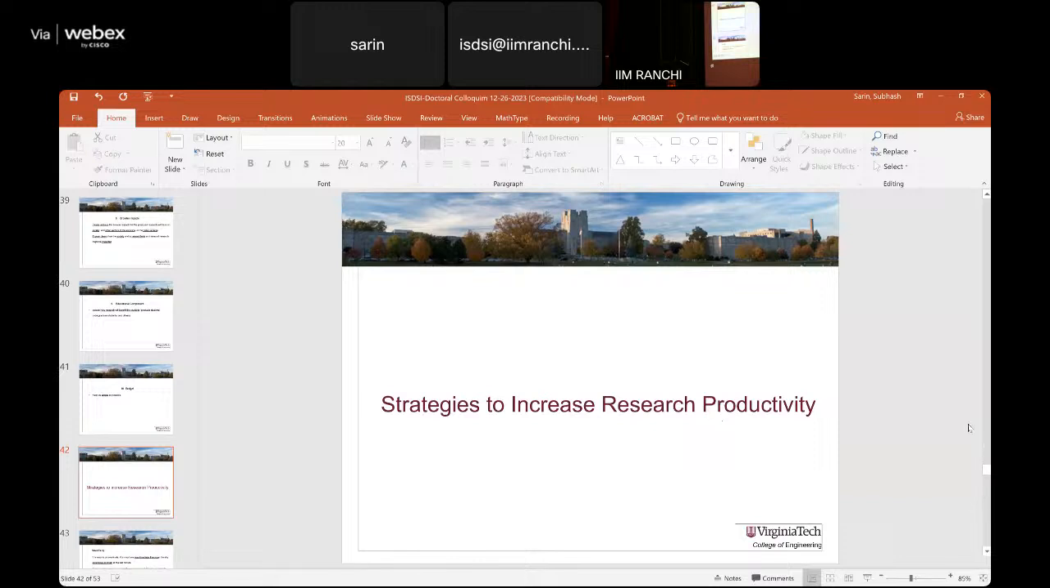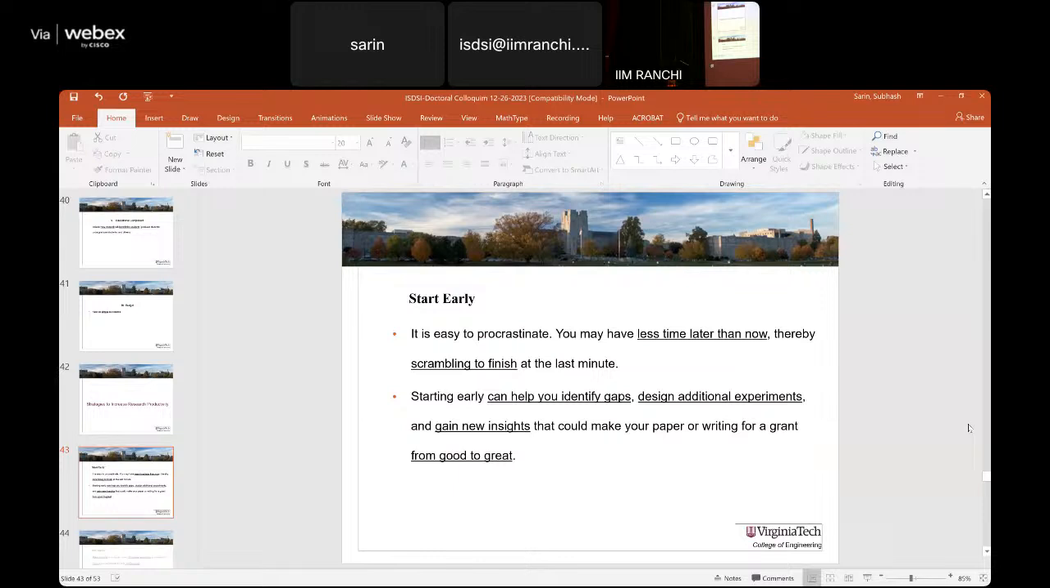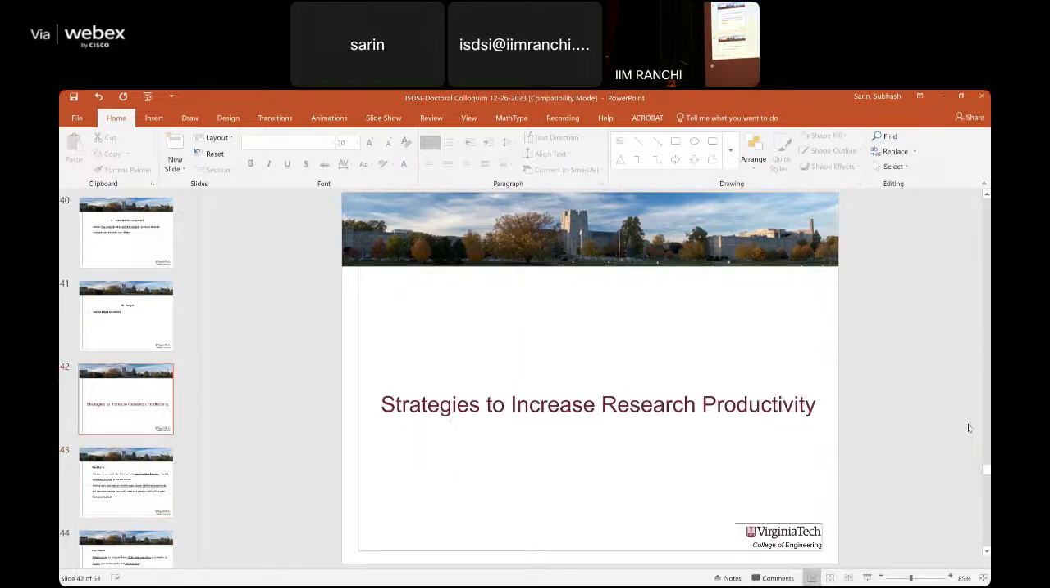Okay, so the last topic I want to talk about is the strategies to increase research productivity. Again, these are simple ideas, but I've tried this over years, and they're very, very effective. So the idea is how to increase your productivity, right?